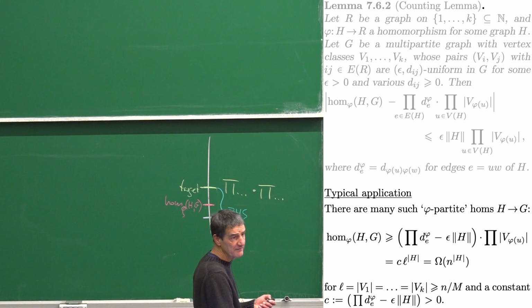Let's look at what these things are. If we have an epsilon regular partition, we're assuming that we have this uniform partition with the various densities. Part of that assumption is that all the partition classes have the same size, as they come from the regularity lemma. So this size, call that little l. Then these partition classes all have size l, and this big product that we brought outside the brackets is the product of lots of little l's. How many? One for every vertex of H.